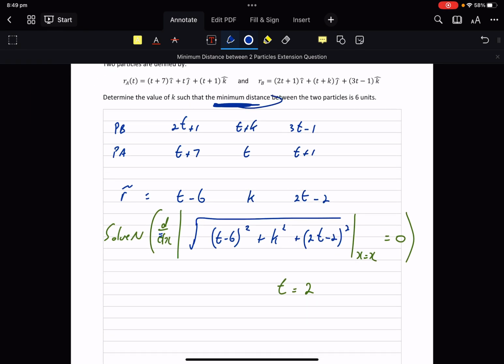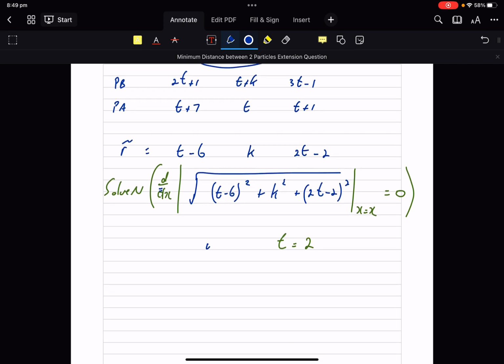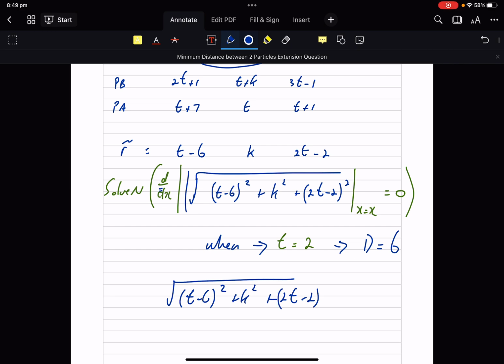So we know the minimum distance happens at t equals 2, and we want that distance to be equal to 6 units. So when t equals 2, d equals 6. Now this was our d function. So that's what we had before.